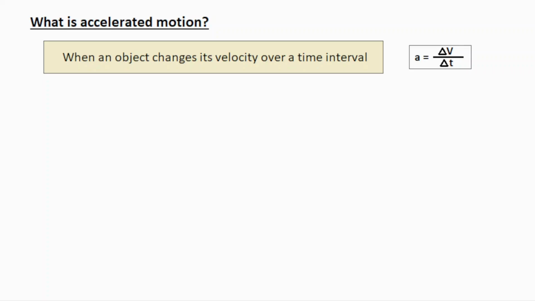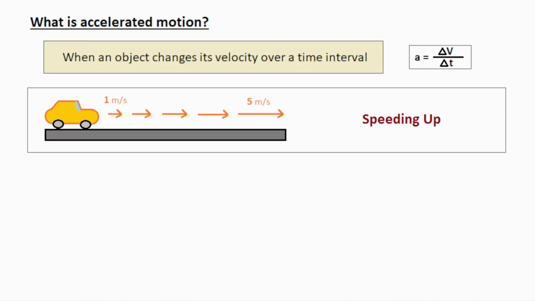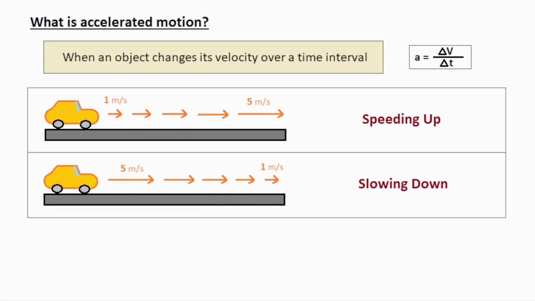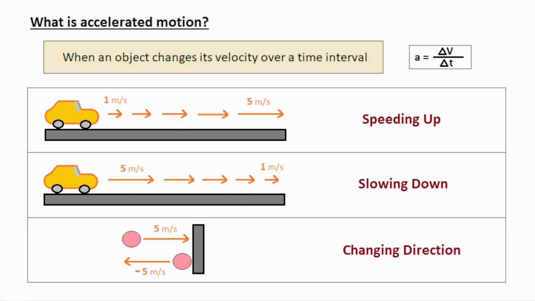What is accelerated motion? We are looking for an object that changes its velocity over a time interval, and there are 3 main ways that an object might do that. The first is when the object speeds up. The second is when the object slows down, and the third is when the object changes direction, which changes the sign of the velocity, in this example from positive to negative.